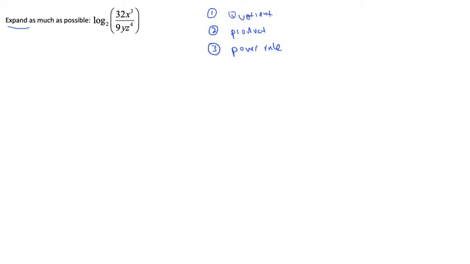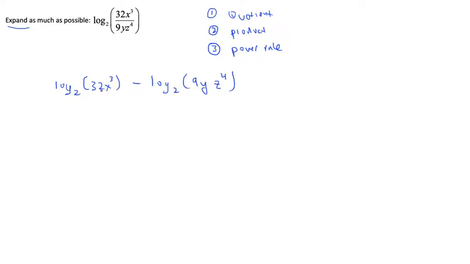Okay, so what does the quotient rule say? The quotient rule says that if we have one log, right, we can break it up into the log of the numerator minus the log of the denominator. So let's go ahead and do that, right? We have log base 2 of 32x cubed minus log base 2 of 9yz to the fourth. Okay? So we broke it up into the log of the numerator minus the log of the denominator.